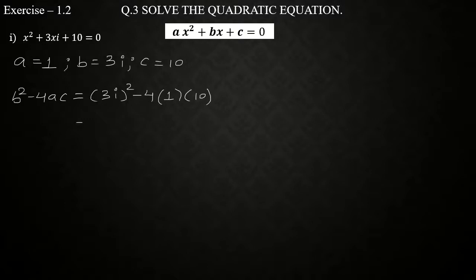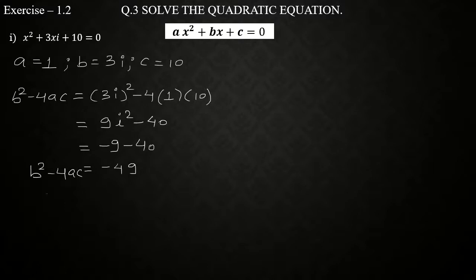So in next step 3 ka square is 9 with i square minus 4 ones are 4 and 4 tens are 40. So in next step we have i square, and we all know very well i square का value होता है -1. Therefore we are getting -9 minus 40, which is nothing but equal to -49. Now we are done with the answer of b square minus 4ac. Answer we obtained as -49.